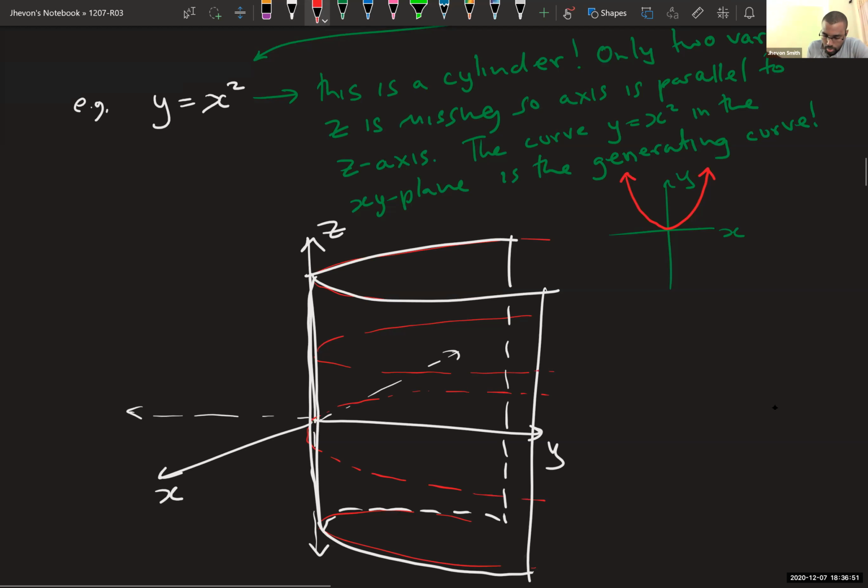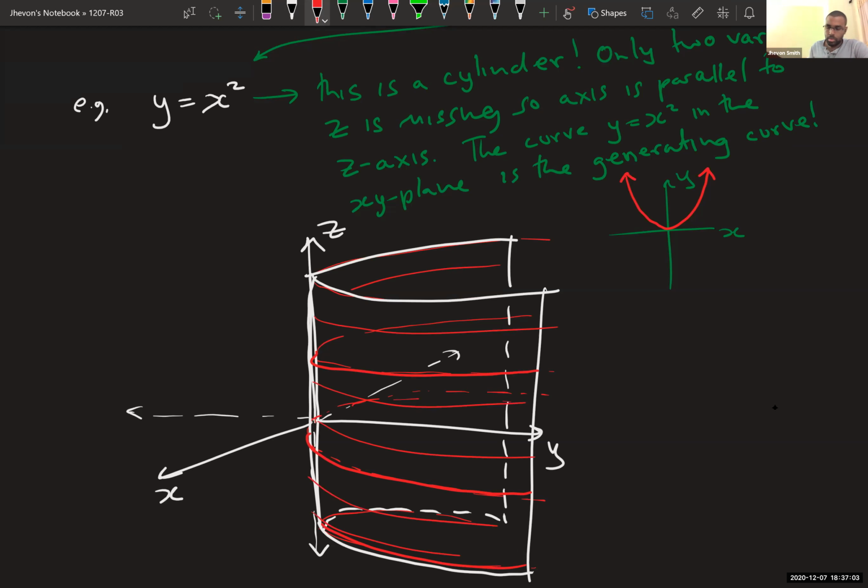a surface. It's like something that's opening like a parabola, but it's actually running along an axis. It's like I took the parabola in the XY plane and slid it up and down the Z axis. That's a cylinder.